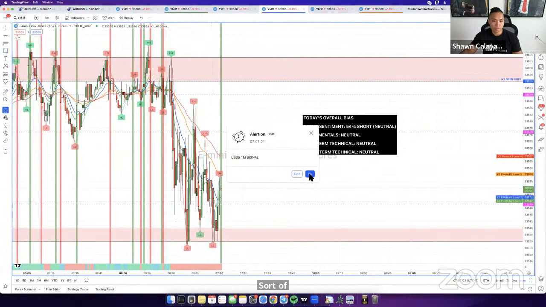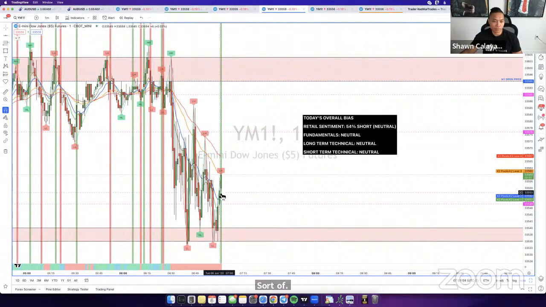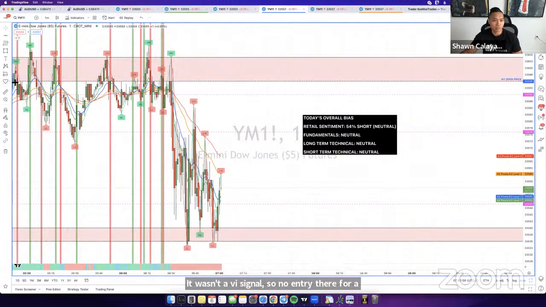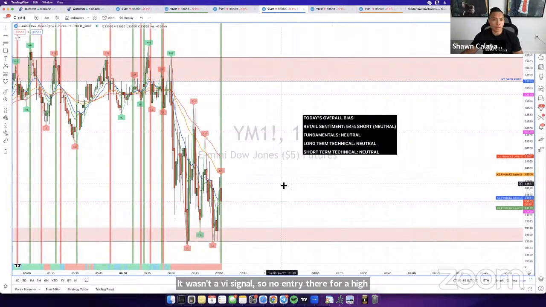All right, so we had this green candle right here breaking close past the pivots 1 and 2. It wasn't a buy signal, so no entry there for a high level momentum scalp. If it did close with a buy signal, it would be a high level momentum scalp entry, but it didn't. So no entry there.